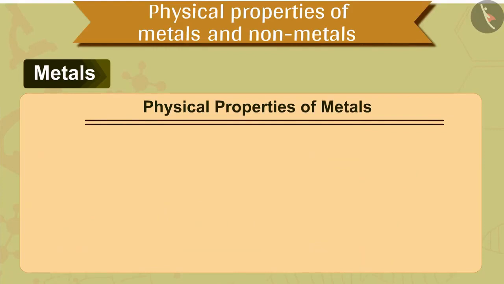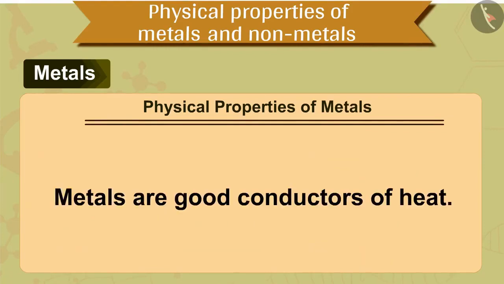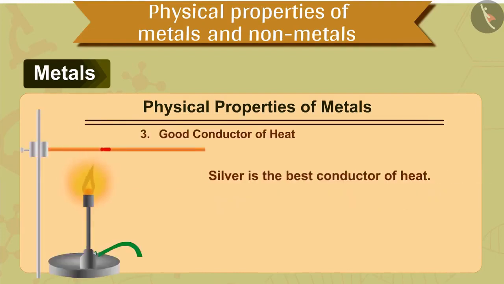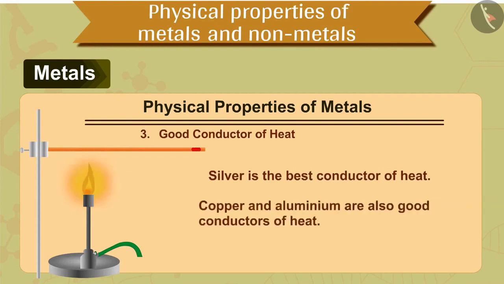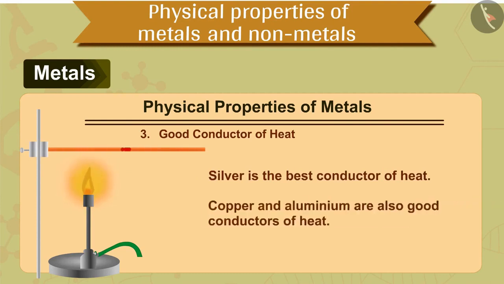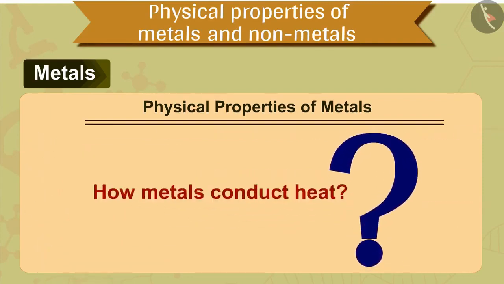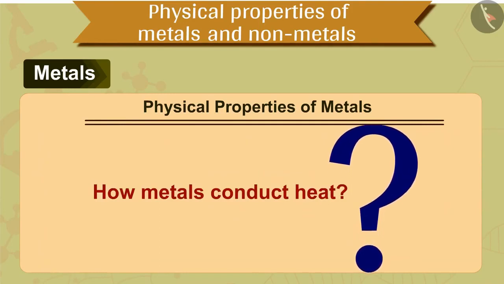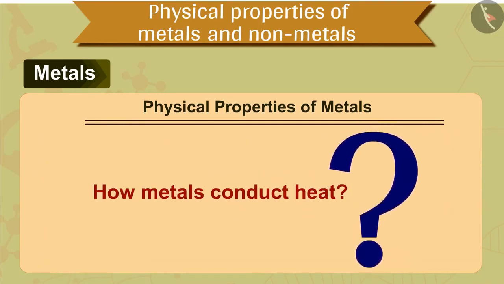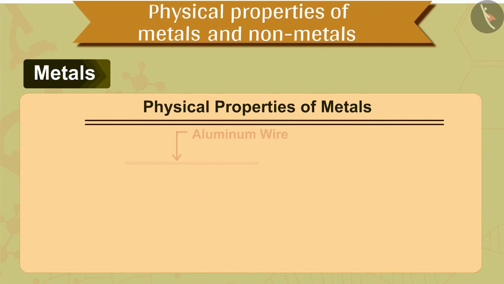The next, third property of metals is that metals are good conductors of heat. Silver is the best conductor of heat. Copper and aluminium are also good conductors of heat. But do you know how metals conduct heat? Let us understand this by an activity.